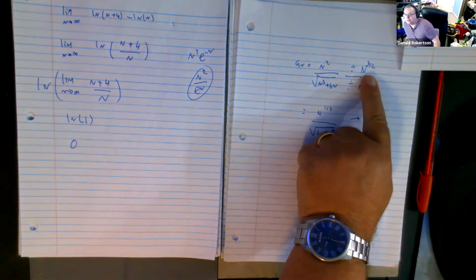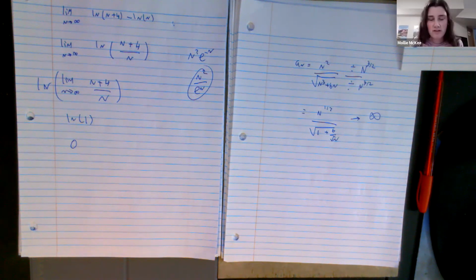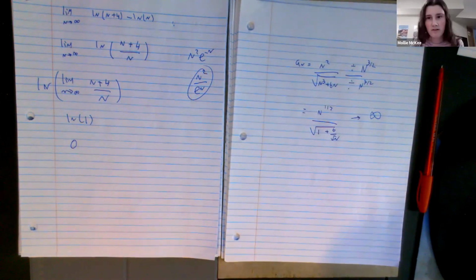Do you know why I chose 3 halves? Molly, do you want to tell the rest of us? Why did I choose 3 halves? Well, you couldn't do n squared because the denominator is technically smaller than n squared. It would have had to be n to the fourth under the square root. So if you can figure that out, you can figure out that the denominator has the lowest power. Right. So then you basically take n cubed to the 1/2.